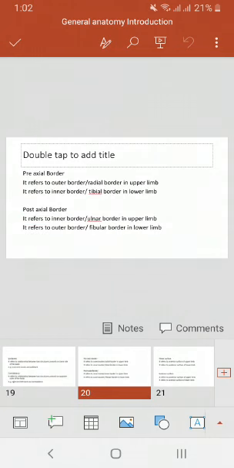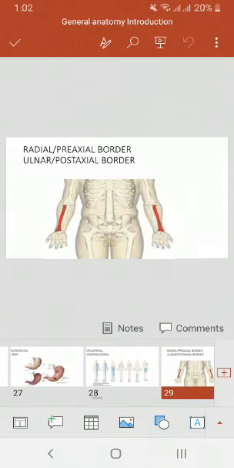Okay, next is the pre-axial border and the post-axial border. The pre-axial border refers to the outer border or the radial border in the upper limb, and it refers to the inner border or tibial border in the case of the lower limb. For pre-axial and post-axial, you have to see this diagram.